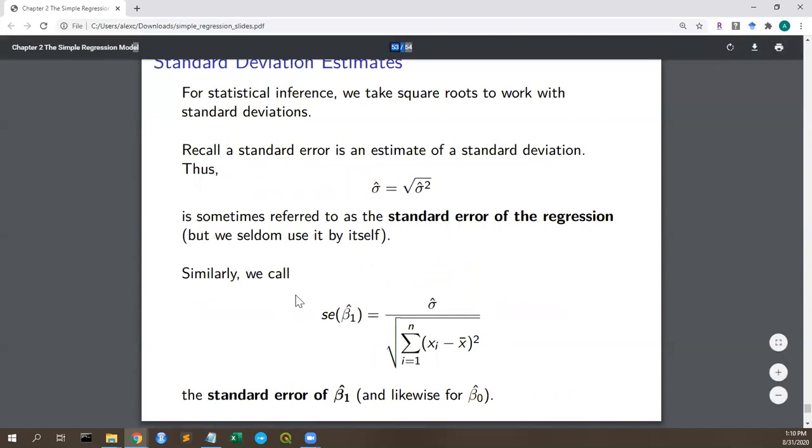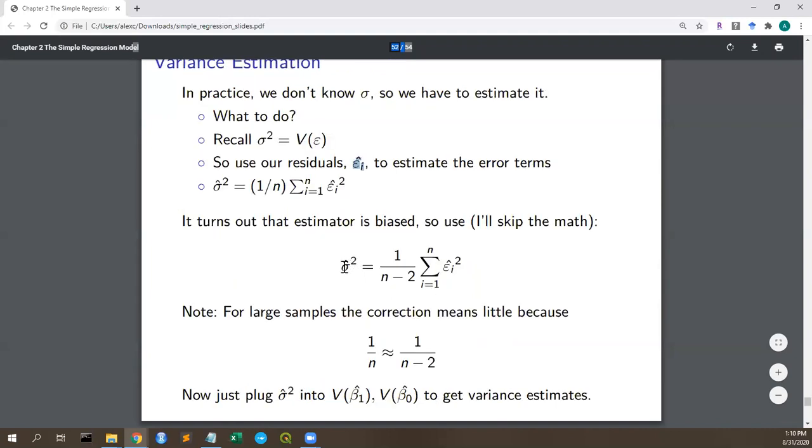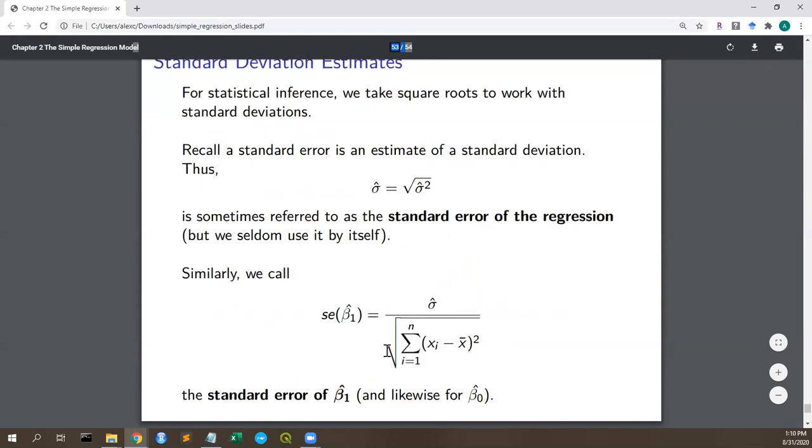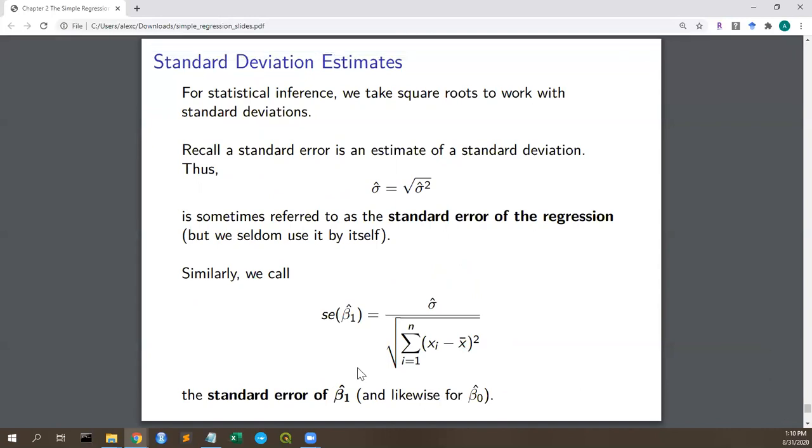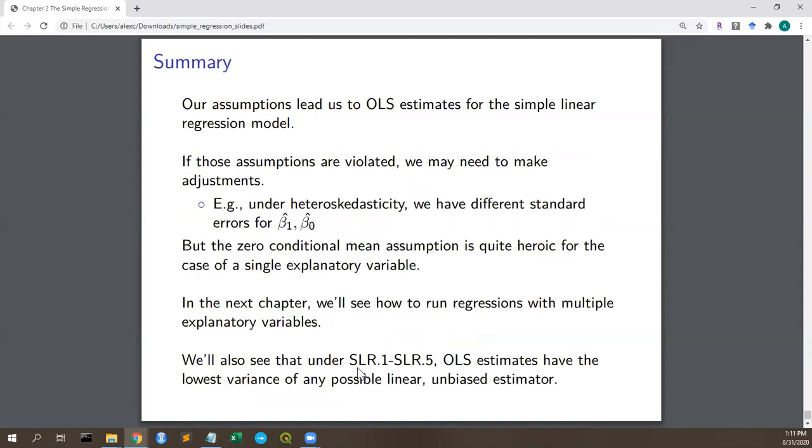So I'm going to jump up a little bit, and we're going to have the standard error of beta 1 is going to be sigma hat, which we estimated over here, divided by the square root of the sum of xi minus x bar squared. Again, we're not going to go through the math very much, because R is just going to spit this out for you. But this standard error is going to be really, really important because it's going to enable you to make statistical inference about your regression models, which we'll talk about later down the road. We talk about significance and things like that.